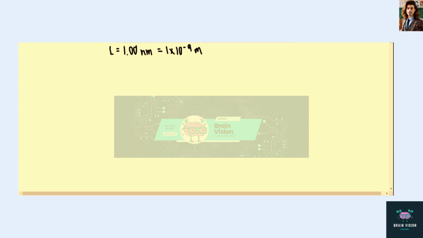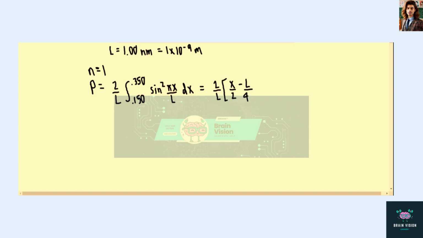L is equal to 1 nanometer, which is 10 to the minus 9 meters. And so we'll begin with the probabilities. For n equals 1, the probability is just the square of the wave function integrated, in this case from 0.15 nanometers to 0.35. And we get for the integral the following result.